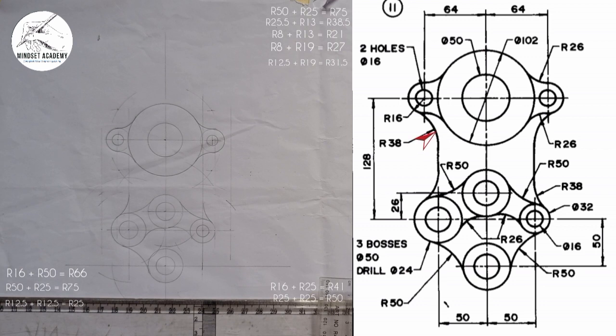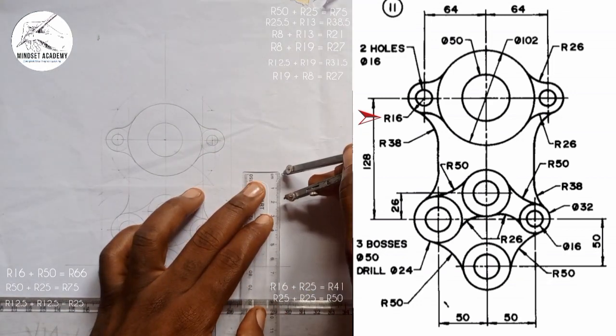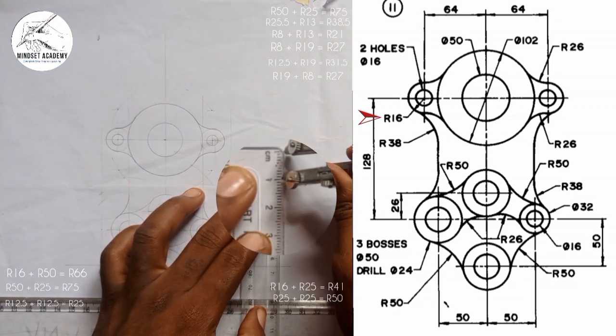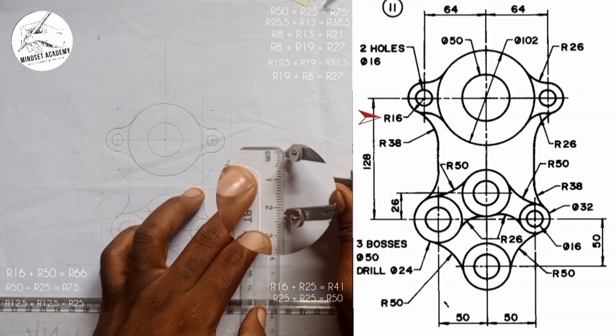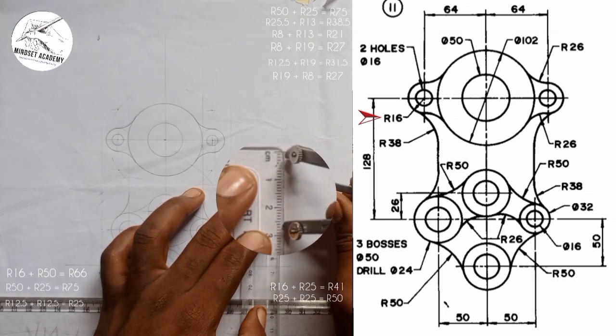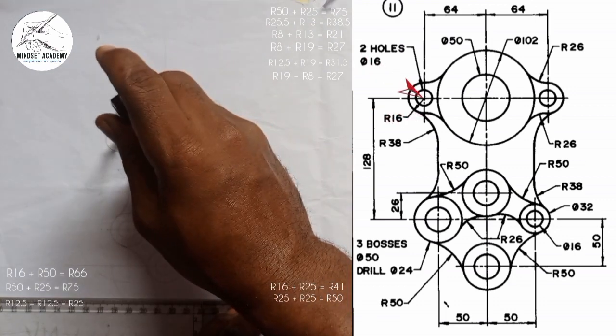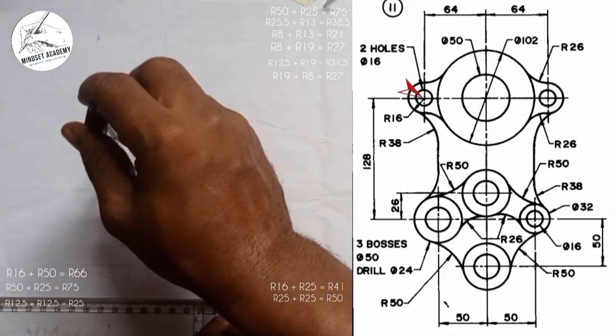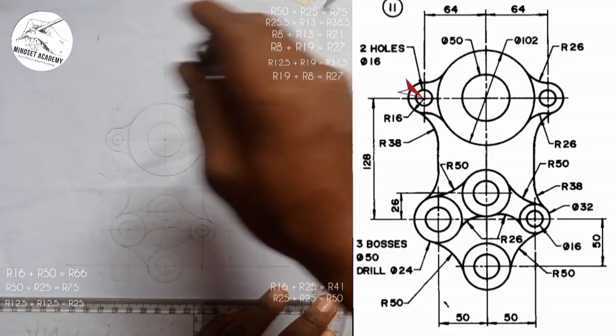Now the next thing that we are going to be doing here will be the other arc that is here, and that arc has a radius of 38, right? So half of 38 will be 19, and 19 plus the radius of here, which is 8, will be 27. So I'll measure 27 again here, 10, 20, 27. You see that?